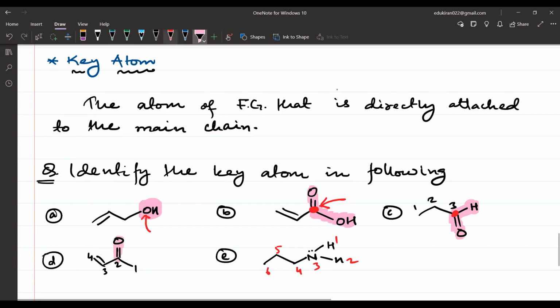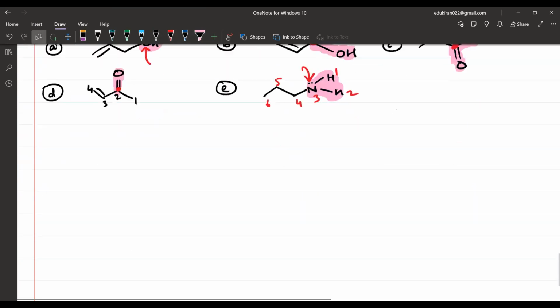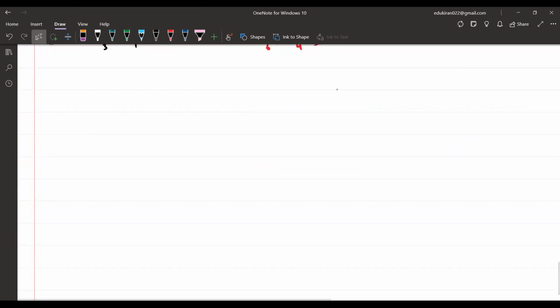This is the functional group and the second carbon is attached to the carbene chain. The functional group in NH2 is nitrogen and the 2 hydrogens. So in nitrogen and 2 hydrogen which is connected to the main chain, the nitrogen is connected to the main chain. Okay, so this is the key atom here. Now how to identify plus M or minus M? Please write.